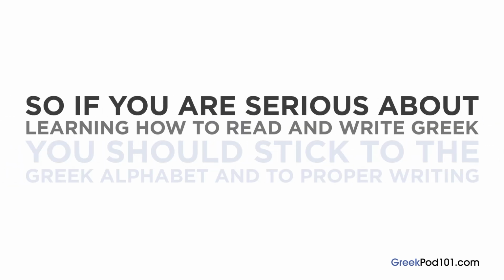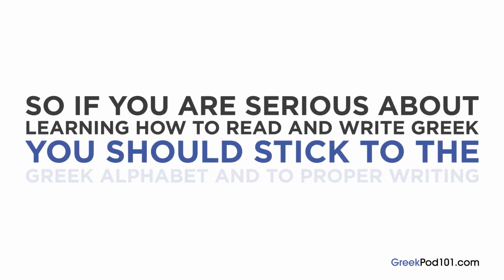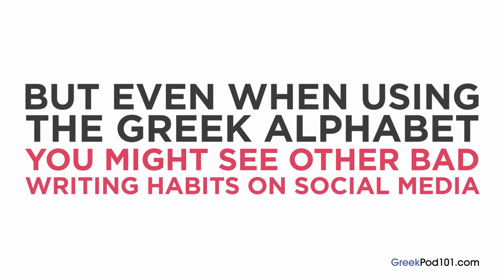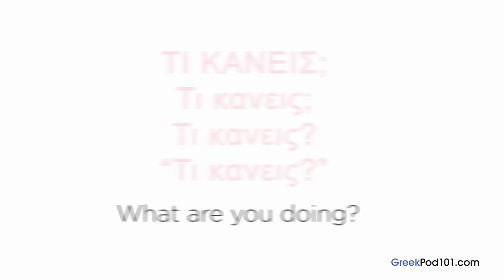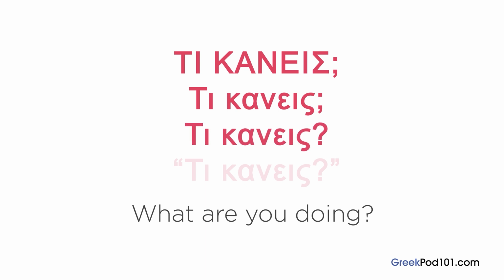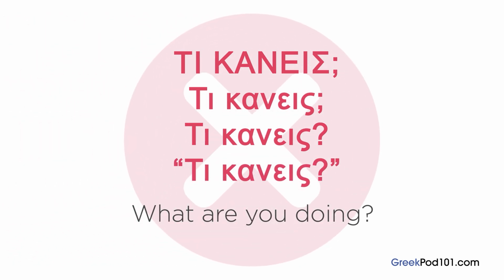So if you're serious about learning how to read and write Greek, you should stick to the Greek alphabet and to proper writing. But even when using the Greek alphabet, you might see other bad writing habits on social media. For example, some people write in uppercase letters only, or write normally but without any accent marks. Some people also seem to be using the English question mark instead of the Greek one, or the English quotation marks instead of the Greek ones. Please do not do any of those things when writing in Greek.